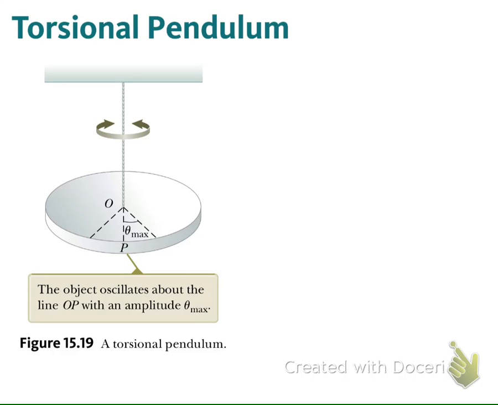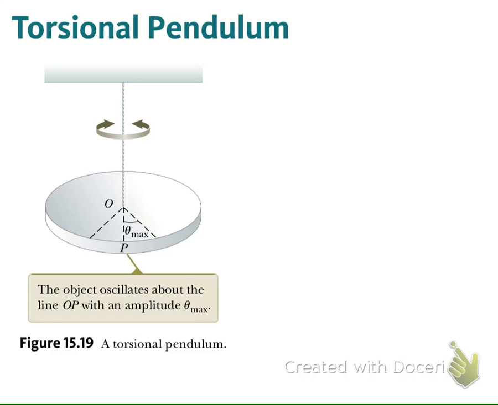Now, let us discuss the torsional pendulum. Assume a rigid object is suspended from a wire attached at its top to a fixed support. This is a rigid object, and this is a wire. The twisted wire exerts a restoring torque on the object that is proportional to its angular position.